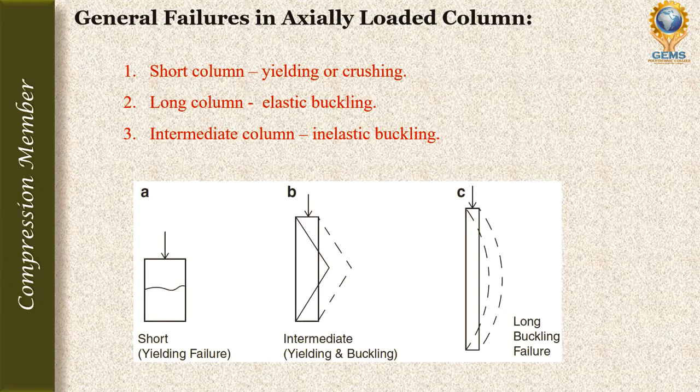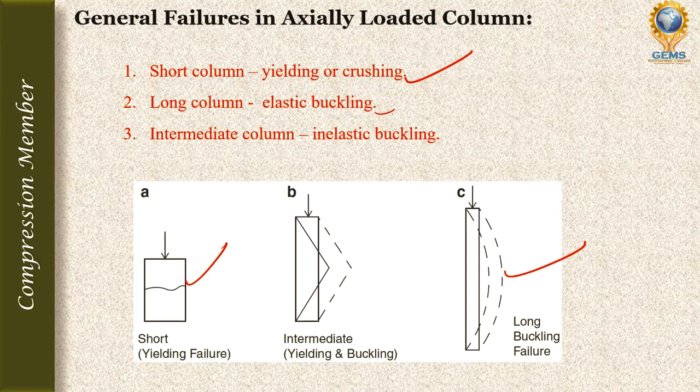Then what are the general failures that will occur in an axially loaded column? If your column is a short column, when it is subjected to axial compression, it will fail by yielding or crushing. So this is how yielding or crushing will happen. If your column is a long column, it will fail by elastic buckling. So this is how the long column will fail.